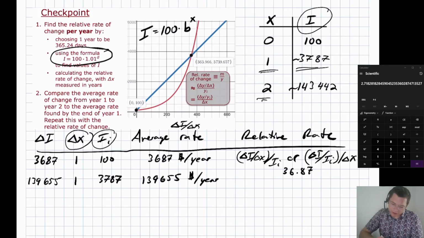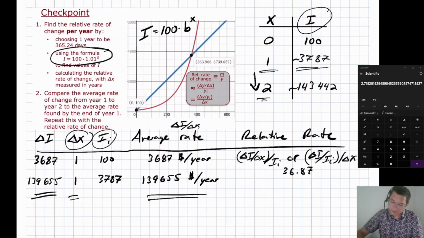Now, for the average rate of change for the next year, going from year 1 to year 2, we see that we've increased by a lot more. My delta x has stayed the same, so my average rate has increased quite significantly, which kind of matches what we saw for the behavior of the graph, that the slope keeps getting bigger and bigger.